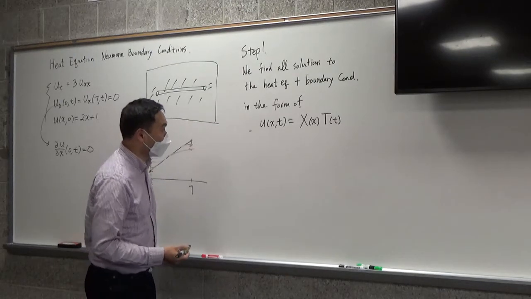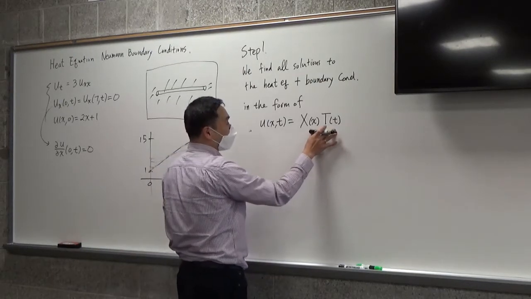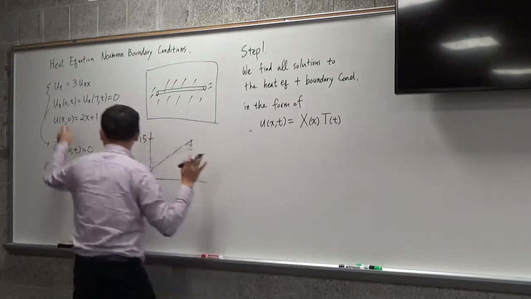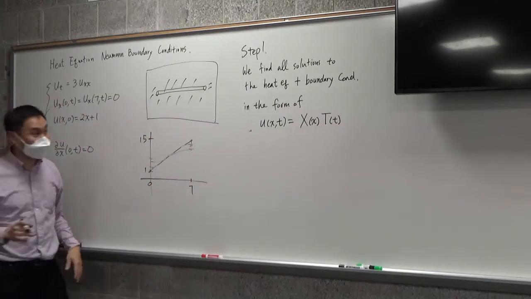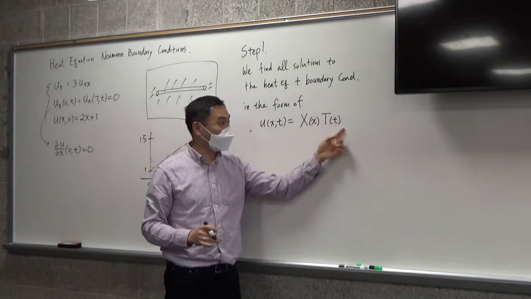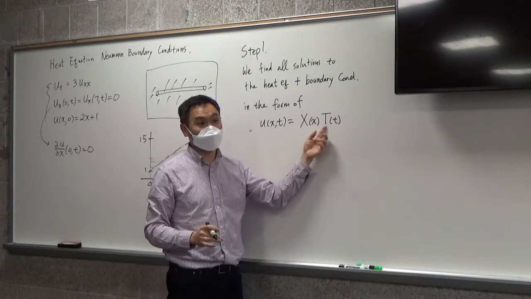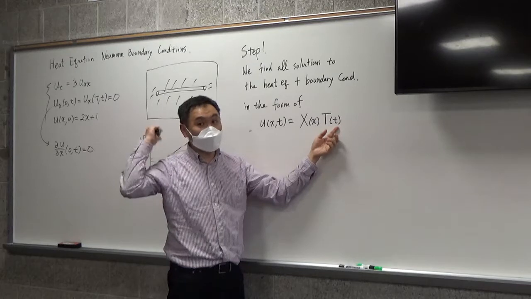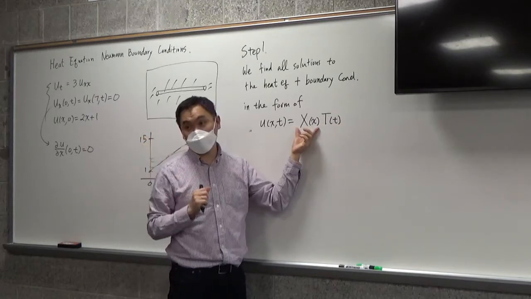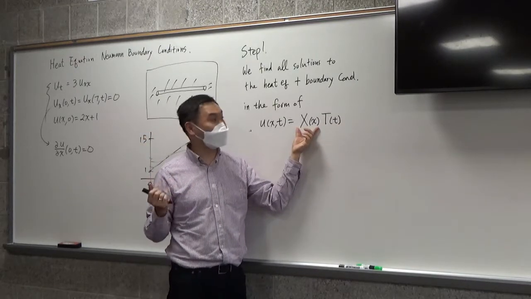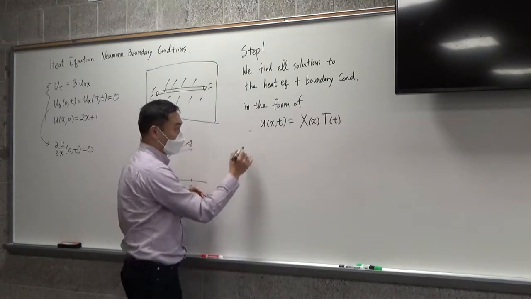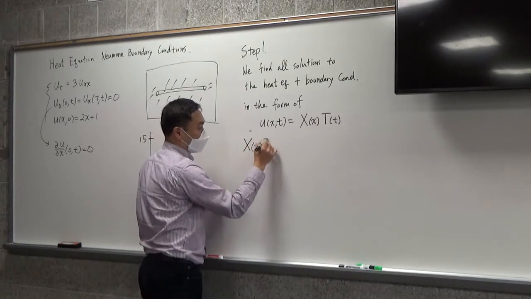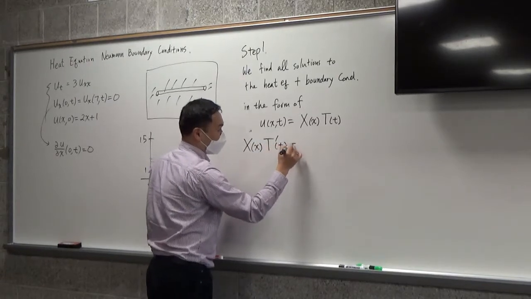So let's actually try to plug this in. If you plug this into the left side, u_t, remember this subscript t means you're differentiating by t. What would you get if you differentiate this by t? It's a partial derivative, so how does it treat X of x? It's a constant, so you're only differentiating T. So what would you write? X of x times T prime of t, yes.